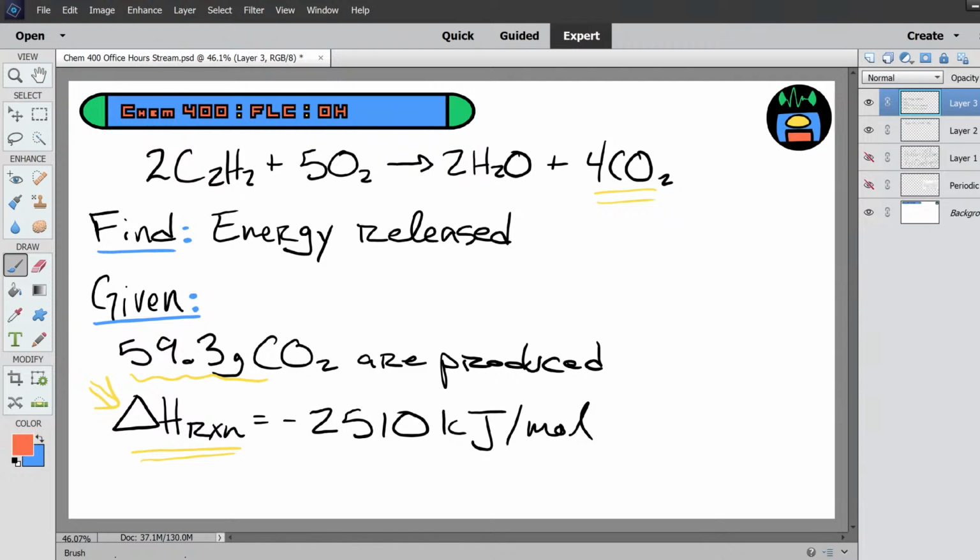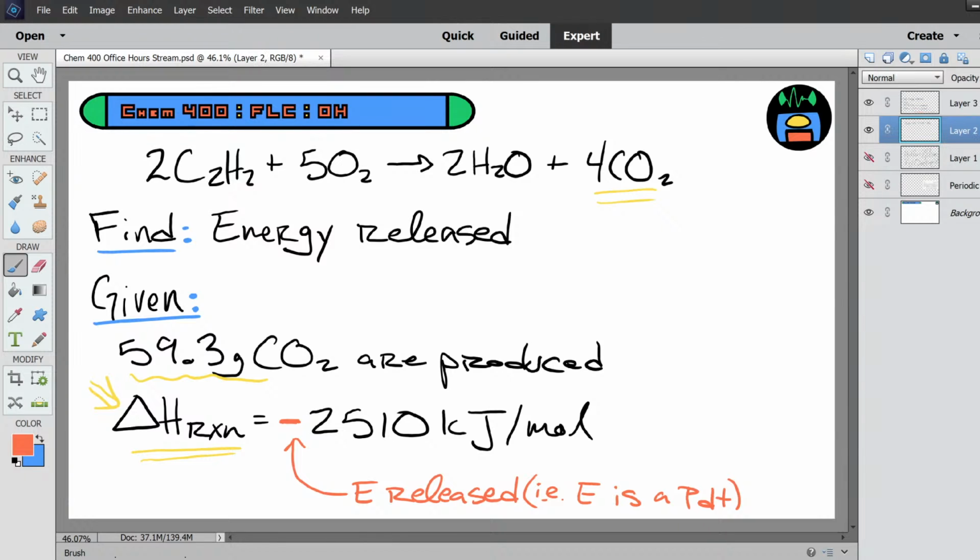And the fact that this is a negative 2,510 kilojoules per mole, that negative sign tells you that the energy here is released. In other words, energy is a product. It's produced by this reaction. Once you know that energy is released, you can take your value for delta H and write that quantity of energy on the product side of this reaction. So we could write this chemical equation in the following fashion. We've got 2 moles of C2H2 plus 5 moles of O2 produce 2 moles of H2O, 4 moles of CO2, and 2,510 kilojoules of energy. All right.